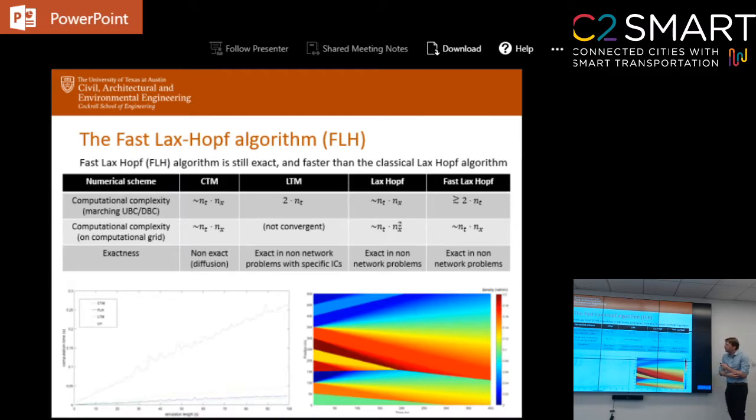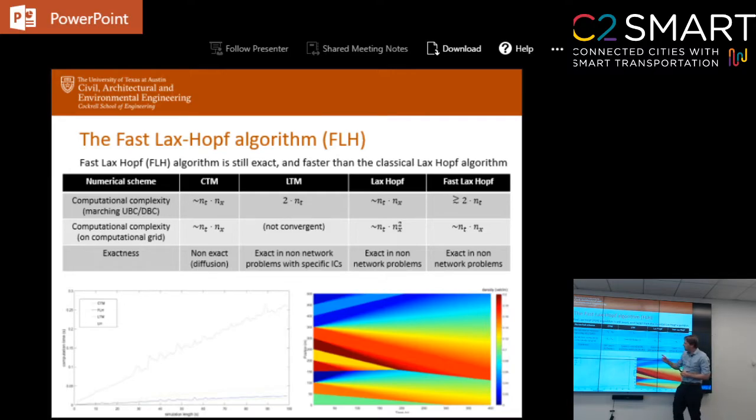And here, this is a table that compares this Fast Lax-Hopf algorithm with the classical solution methods. So this is the CTM, cell transmission model, the link transmission model, the Lax-Hopf algorithm, and the Fast Lax-Hopf algorithm. The LTM is a very popular method that is used, for example, for network loading, and that's extremely fast. So we are almost as fast as the LTM, but the advantage of this method is that we can incorporate any type of initial conditions, which is one limitation of the LTM. The LTM allows only initial conditions that are increasing over space, otherwise it doesn't converge towards the solution. So we are almost as fast as this method, and we are exact in non-network problems.